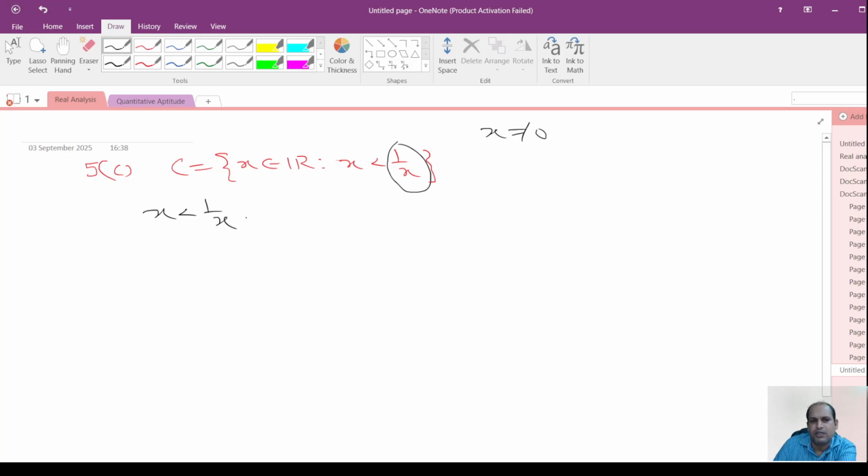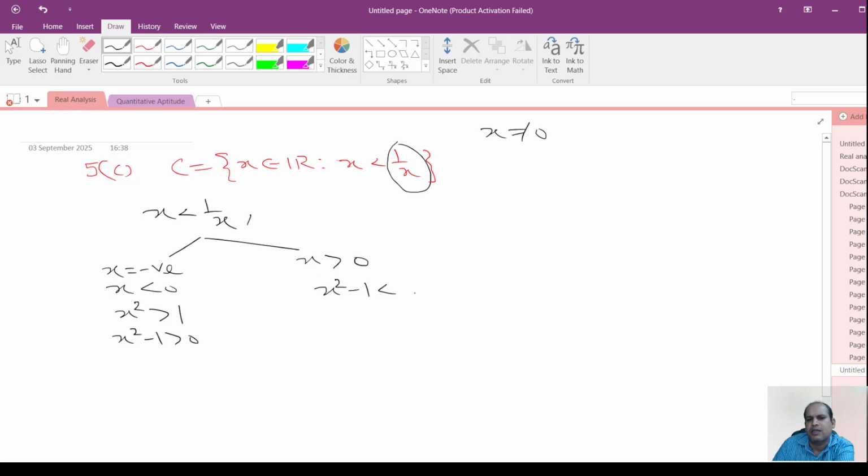But since x is non-zero, we have two cases here, because on cross multiplying the inequality will reverse if x is negative. So we take two cases, x greater than 0 and x less than 0. In case x is less than 0, the inequality will reverse, and we have x square greater than 1, that is, x square minus 1 is greater than 0. In case x is greater than 0, if we multiply by a positive number on both sides, the inequality will be the same. So in this case we have x square minus 1 less than 0, with the condition that x is not equal to 0.